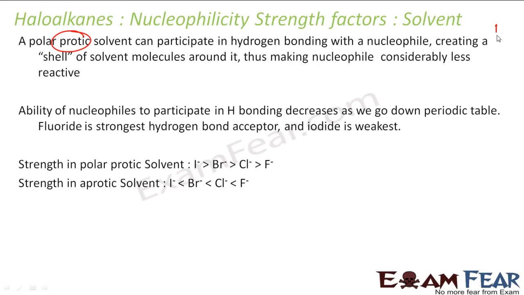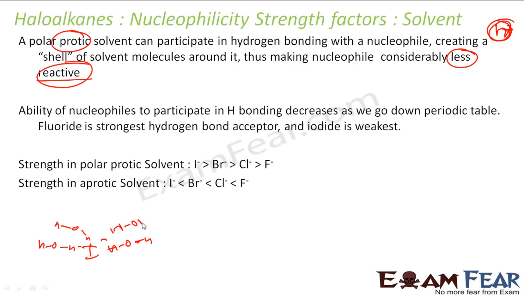So as I told, if you have a protic solvent, and the protic solvent is the one which can donate H plus, right? So the solvent which is protic, which can give H plus, what it will do is it will make the nucleophile less reactive. How? For example, I have an I minus, and if it's a protic solvent, for example, water. So water will do what? It will form a shell on this I minus, right? It will trap this I minus, and I minus won't be able to react.